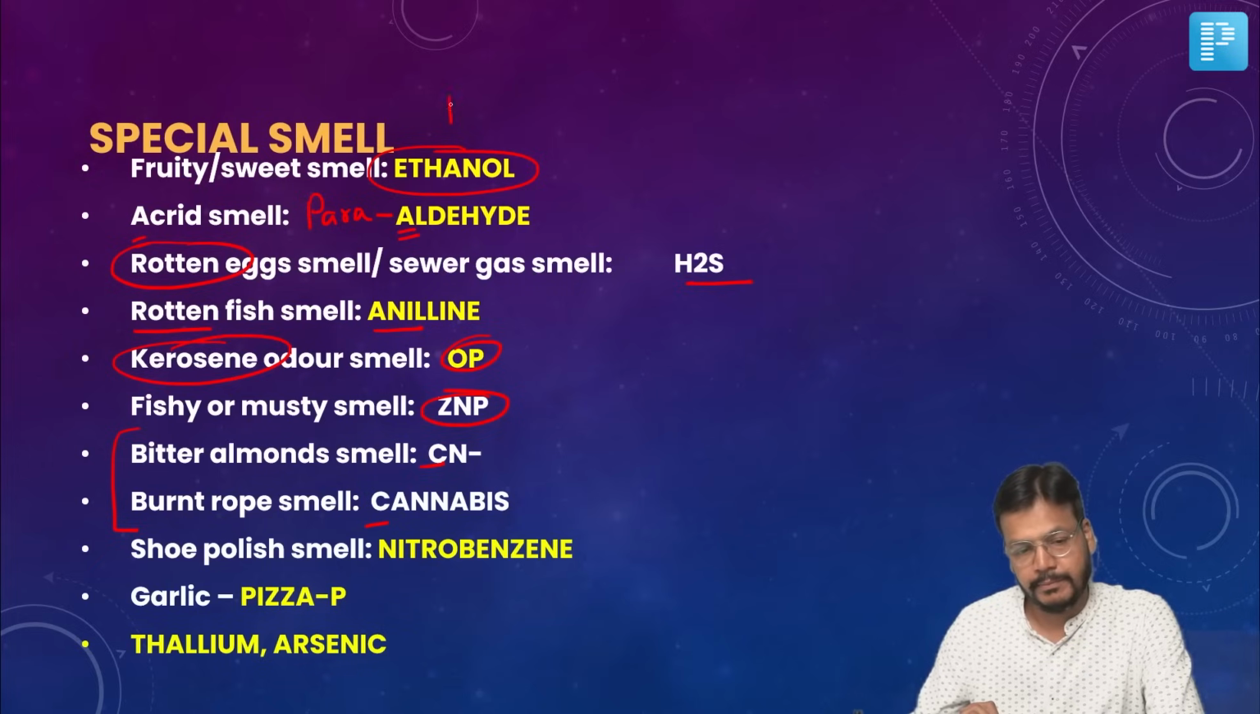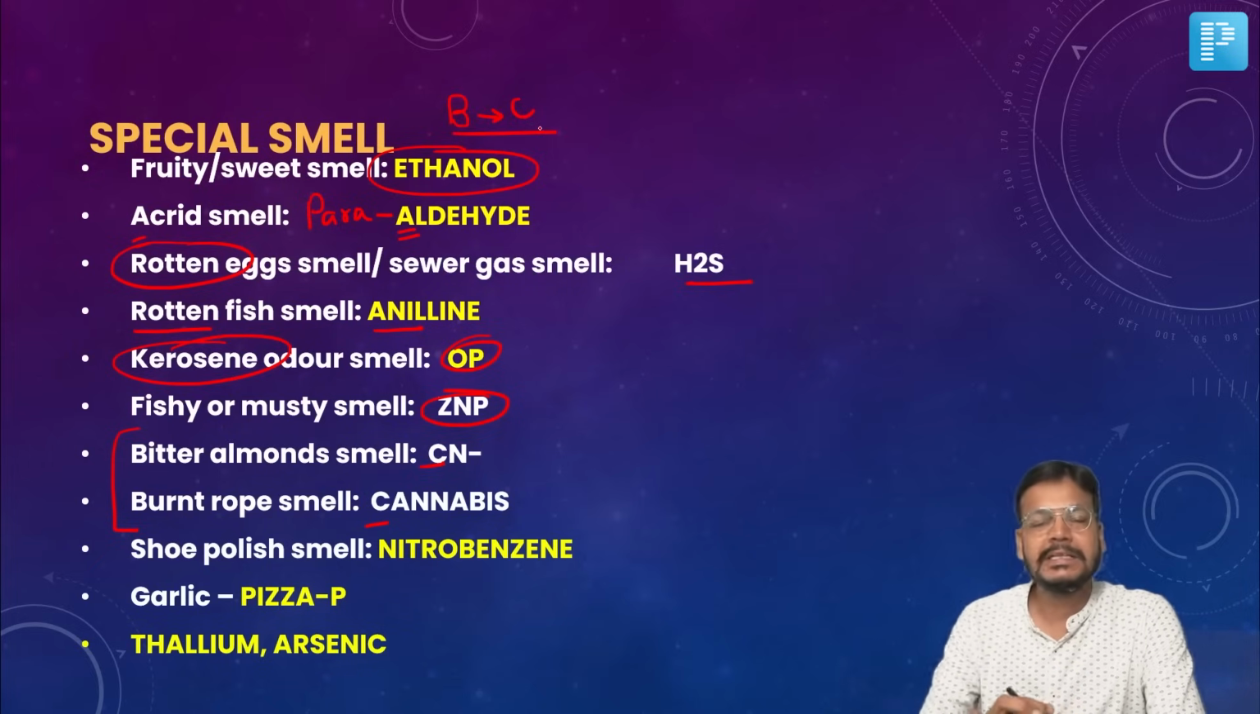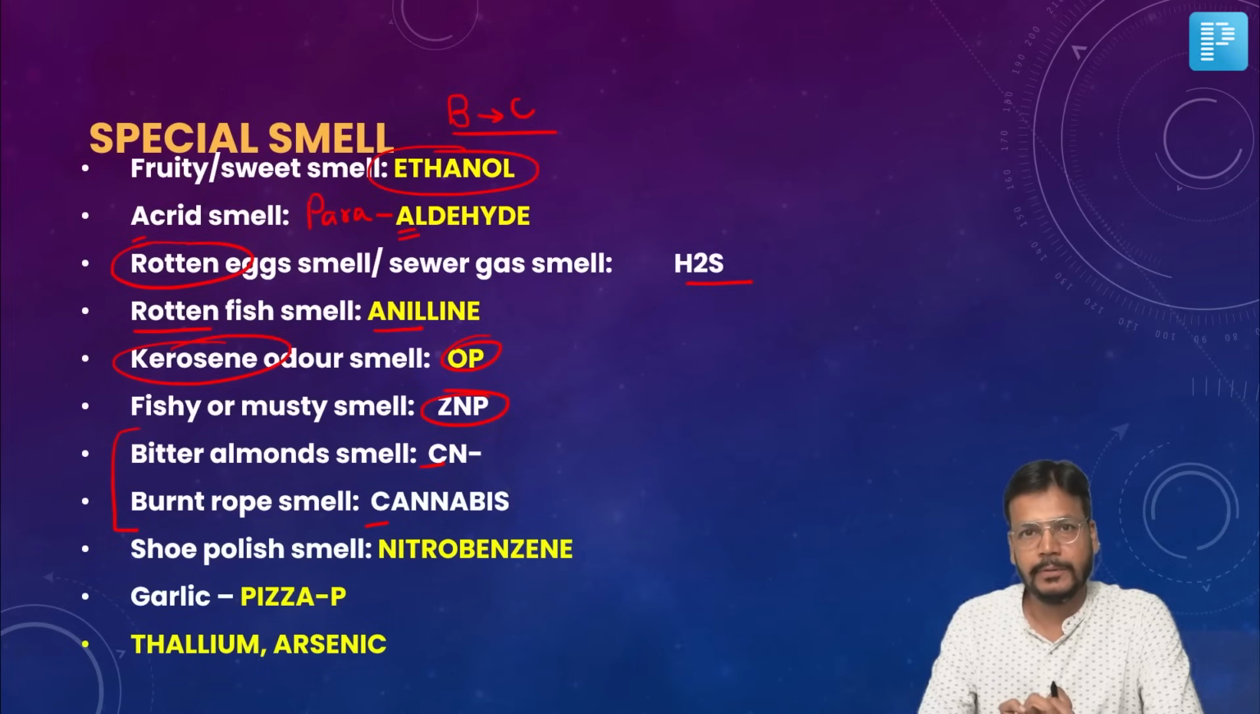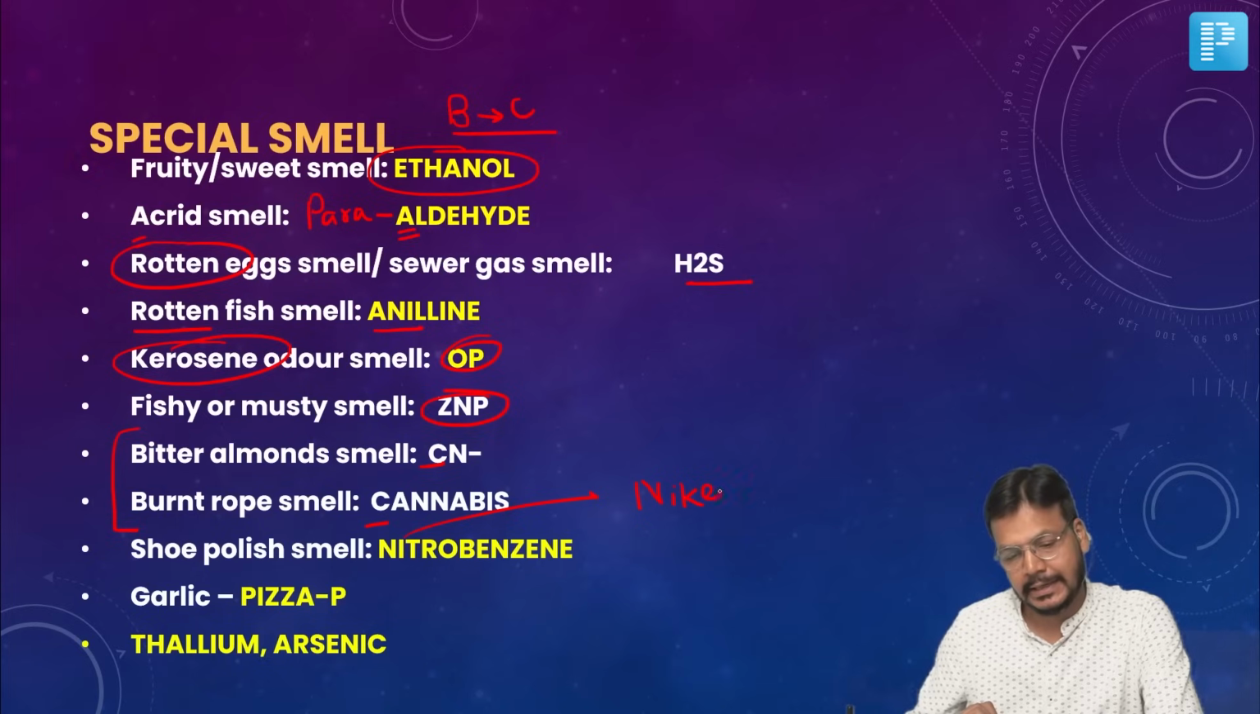Now 2B, 2C. Very simple trick. B has C. After B, C. Bitter almond smell, cyanide. Burnt hay smell, cannabis. Shoe polish. Which shoe do you like? Nike, nitrobenzene.